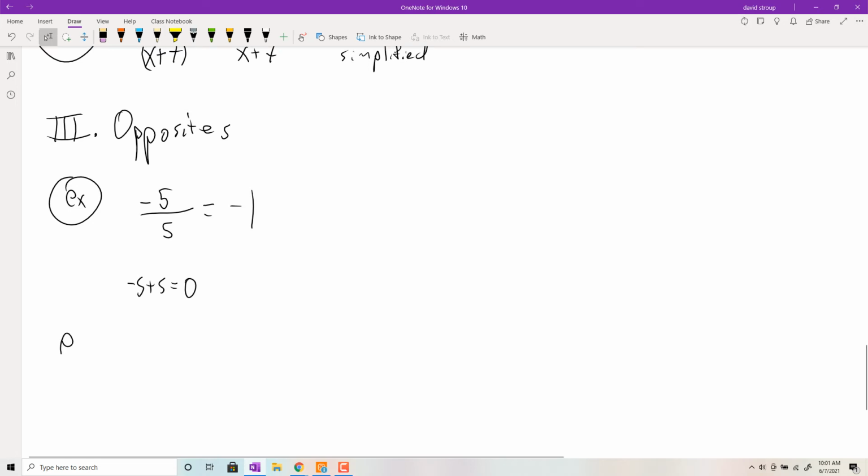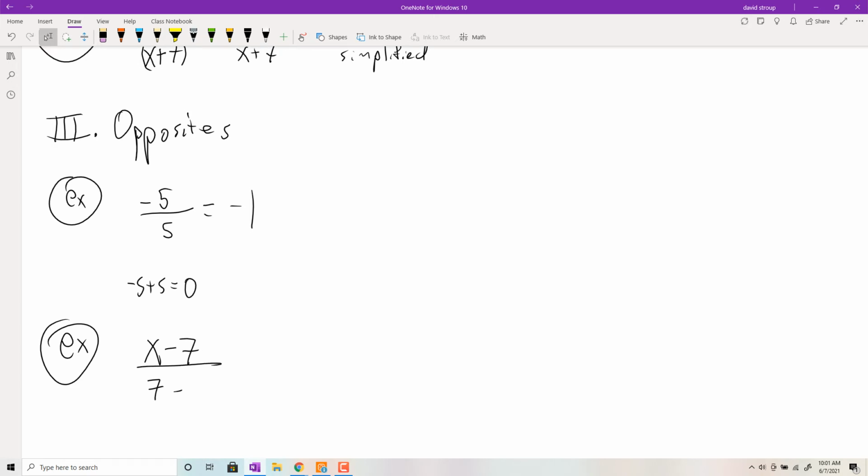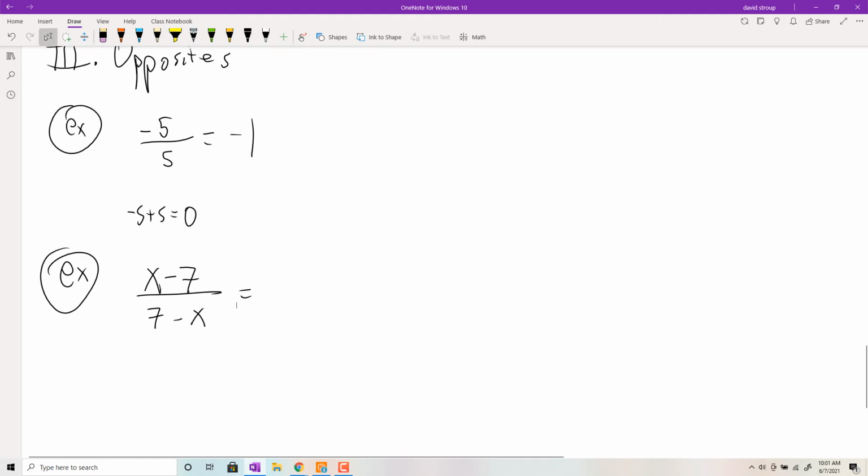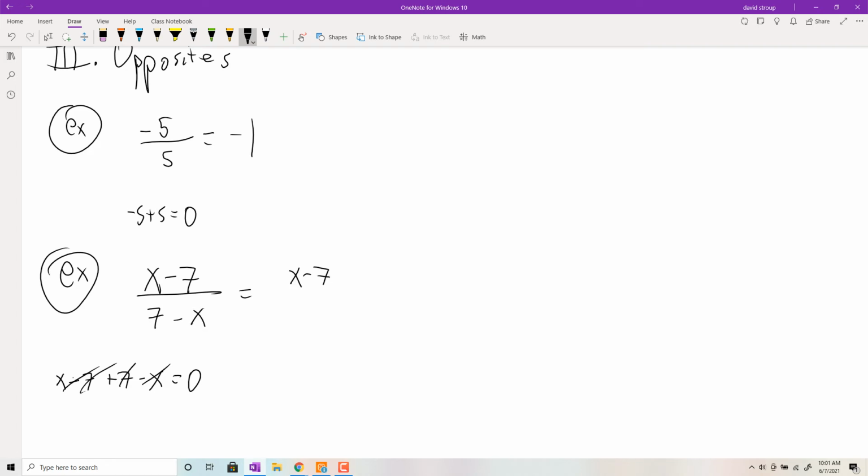Okay, so what will that look like here with variables and stuff? You'll have these things, x minus 7 all over 7 minus x. Okay, x minus 7 and 7 minus x are opposites, because if you add them together, you'll get 0. Right, the 7's will cancel, the x's will cancel, you just get 0. So it has to equal negative 1, is what I'm saying from this first example. Let me convince you of that. And this is something you wouldn't normally do, but just for a matter of convincing.